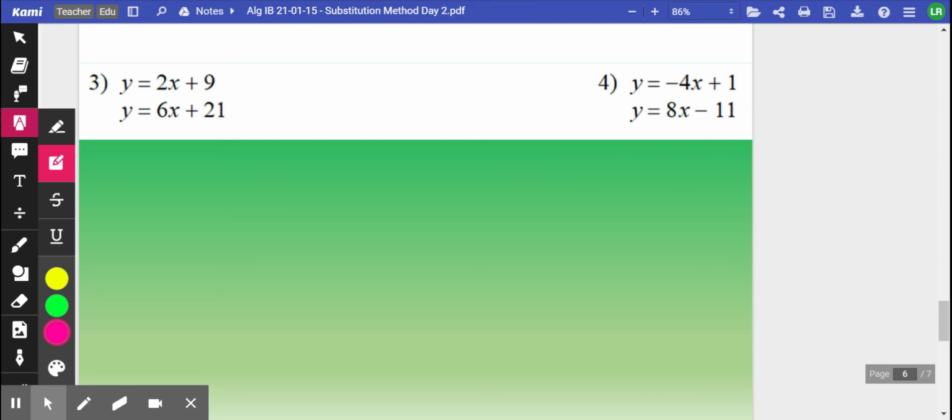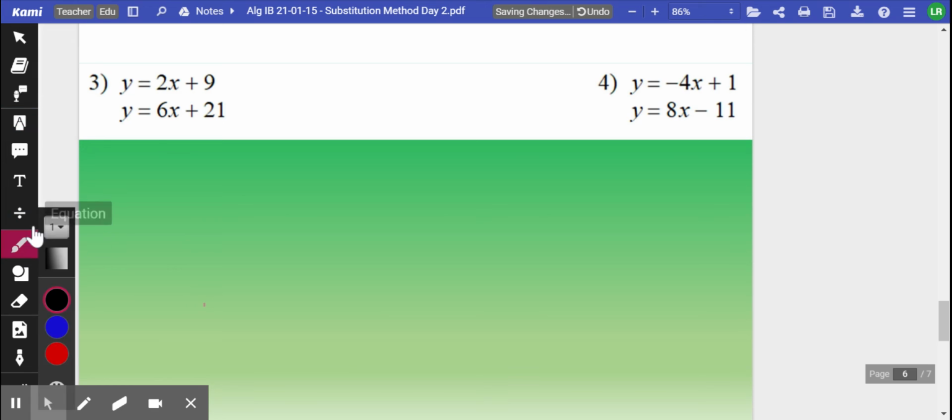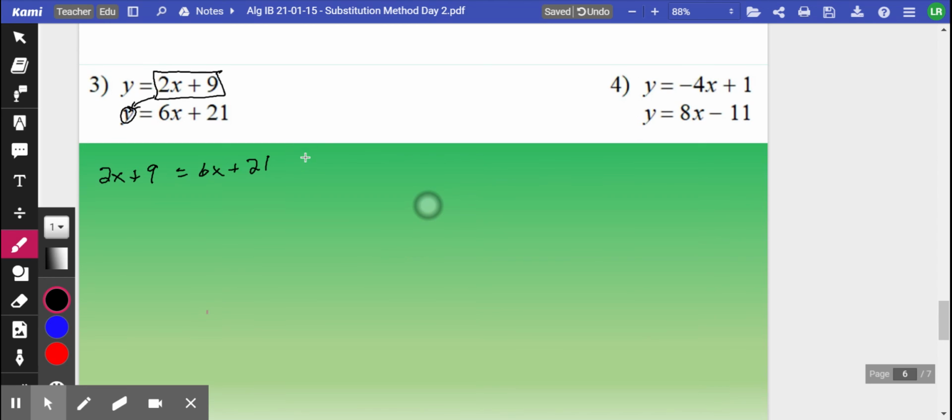All right, the initial substitution step, for this first one. They're both solved. There's the solved part. I'm putting it in for y. So I should have 2x plus 9 equals 6x plus 21. And then from there, we would finish it off. We would solve, get our first answer, plug it back in, get our second one. Typically, if we get to this spot, we get the right answer.